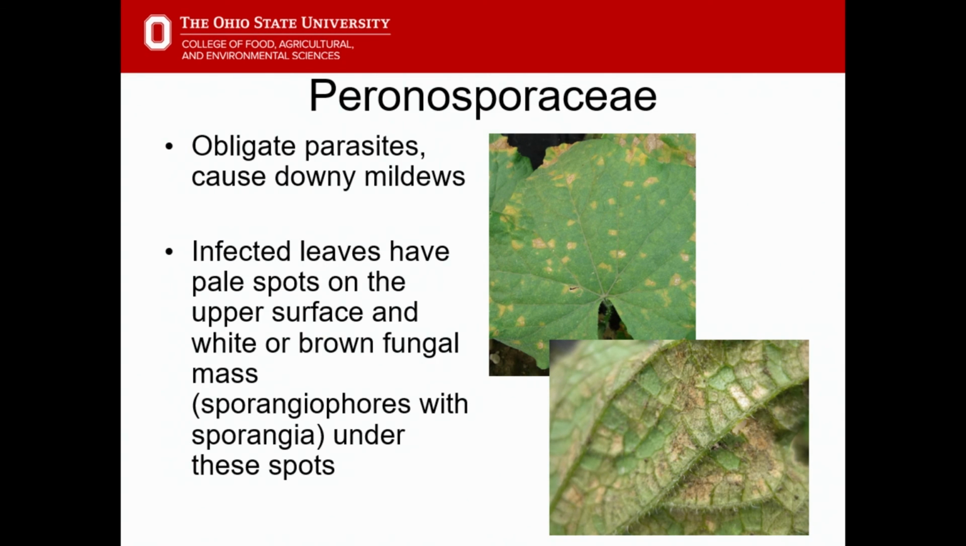Species in the Peronosporaceae cause downy mildews of many plants and are economically important in numerous fruit and vegetable crops. They are obligate parasites and cause typical symptoms on leaves that include yellowing and necrosis on the upper surface. The pathogens sporulate on the lower surface of diseased tissue via sporangiophores and sporangia.